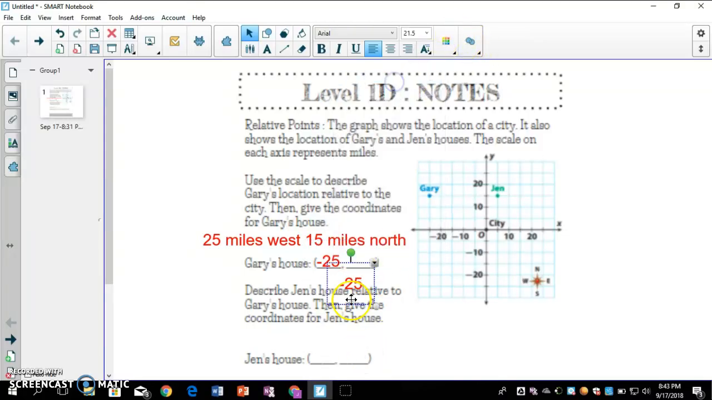In order to figure out that y coordinate, again, that was the 15 miles north that we had to go because that's going up on the y-axis, and that's what this coordinate represents. That would be going up from 0, so it's a positive 15. So we're going to put 15 as our y-coordinate. Those are the coordinates for Gary's house, and we showed the directions relative from the city.